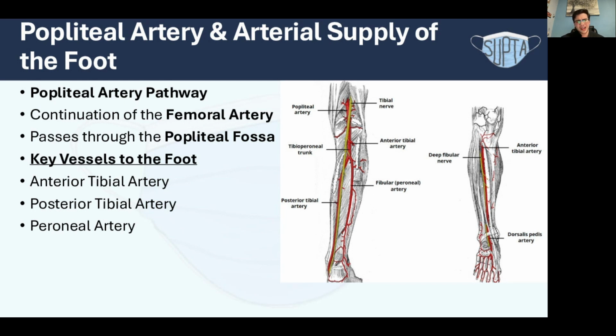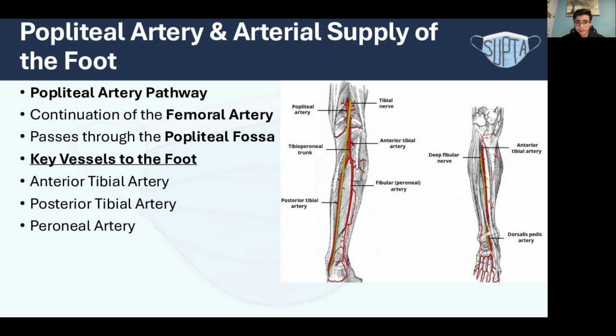It gives off branches like the medial and lateral plantar arteries or something, and I'm not going to say it's irrelevant, but it's quite irrelevant to the acute limb ischemia side of things, because you wouldn't really feel for these arteries. You would feel for the posterior tibial artery.